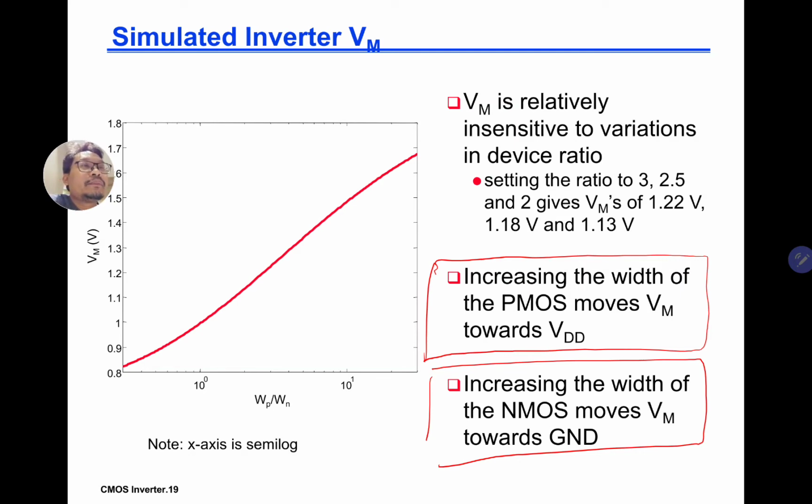All right, so let's move on. Basically VM is relatively insensitive to variations in device ratio, meaning that setting the ratio to 3, 2.5, and 2 gives VMs of 1.2, 1.1, and 1.13. What this means is that the ratio is the one that counts. You can have whatever size you want, but in the end it's the ratio that counts, and the ratio doesn't really change your VM. But there is a different impact as you make your device bigger. It will impact the whole circuit, as we will see in later chapters.